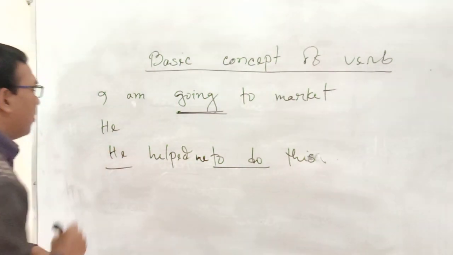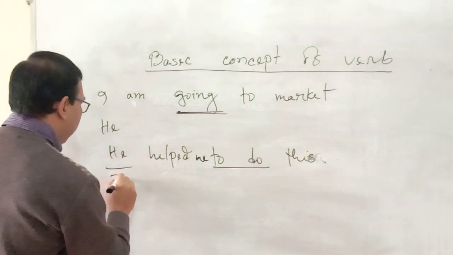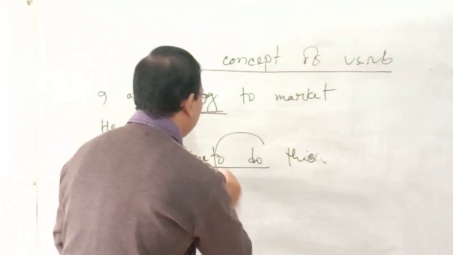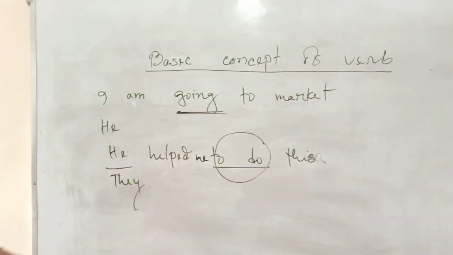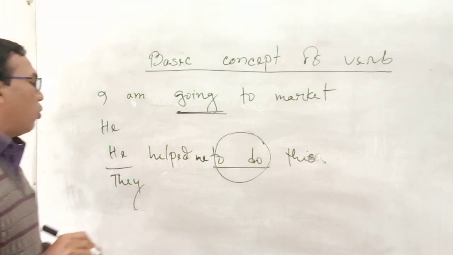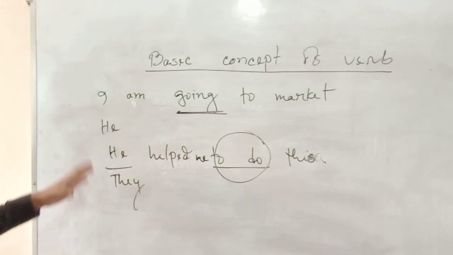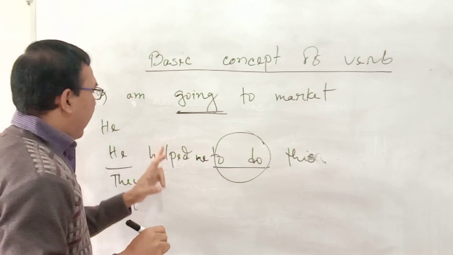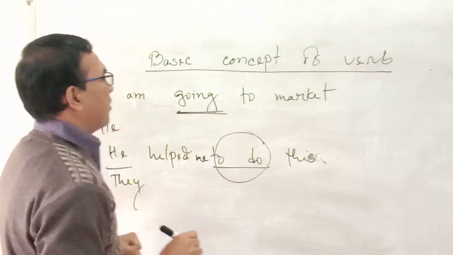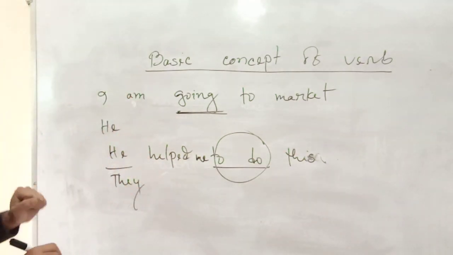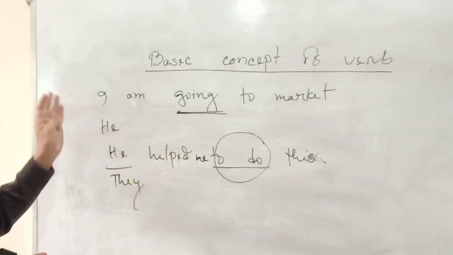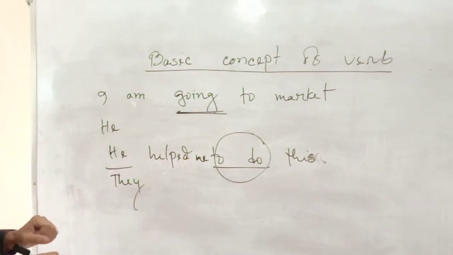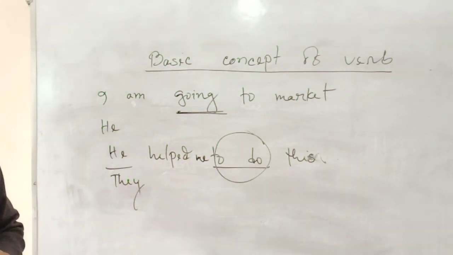Instead of he, we can write they. They helped me to do this. To do, this infinitive remains the same. This is not changed with the change of subject and with the change of tense also. So these three forms, the other three forms, I mean the ing form, past participle form and infinitive form, are non-finite verbs.